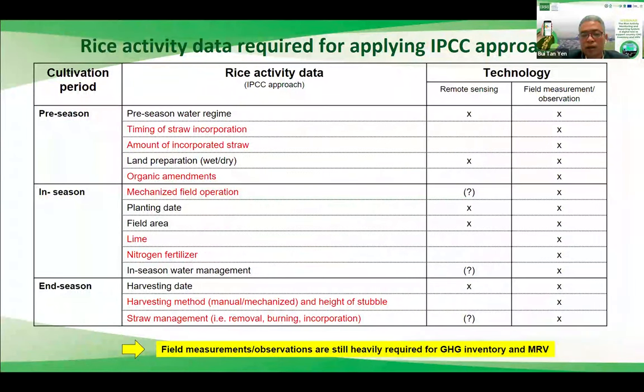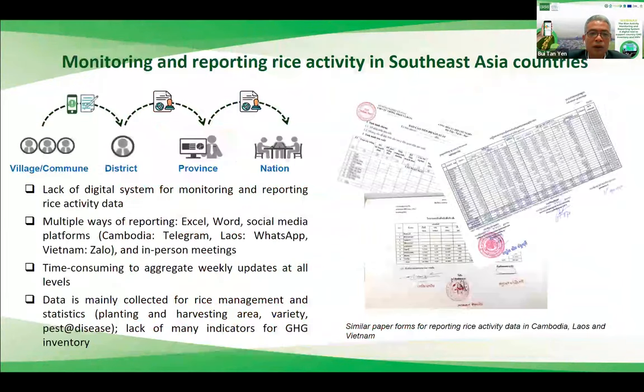But during the season, when the rice plant has already developed, it's quite challenging to see the water level on the field, and also to detect how many times the water has been drained out. Similar to straw management, it's very hard to use remote sensing to see how much straw is incorporated in the field or burned on the field. Fertilizer application is impossible to detect using satellite images. Therefore, field observation or measurement is still very important. It uses human eyes to observe or measure all parameters needed for GHG quantification, which is used in the GHG inventory or project MRV.